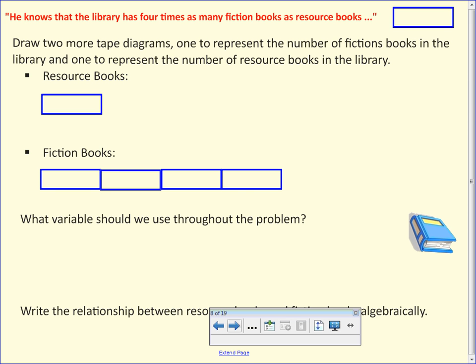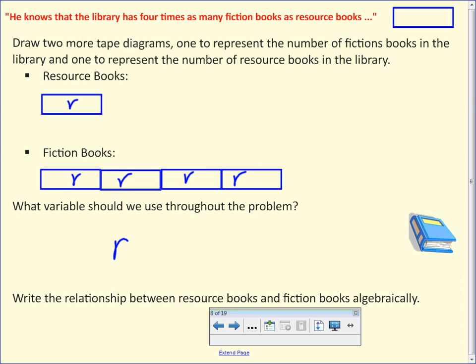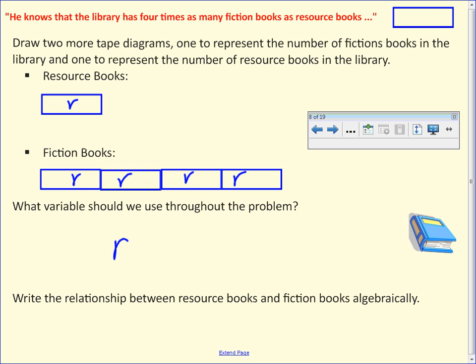Okay? So what variable should we keep using? What are we basing it on? What's our smallest unit? The resource books. So I could label all of these with R's if I wanted. So we'll use the variable R. What is the relationship between the resource books and the fiction books algebraically? So I know that my resource books algebraically are R. This table has been very distracting and disruptive. Please pay attention and stay with us. So the resource books are R.